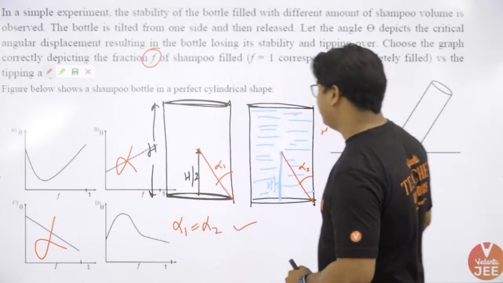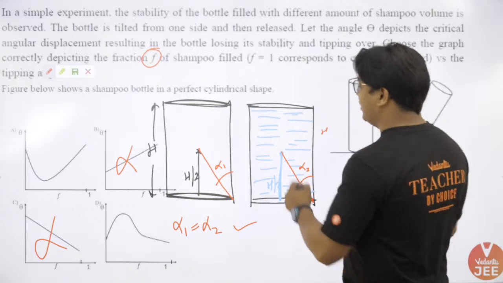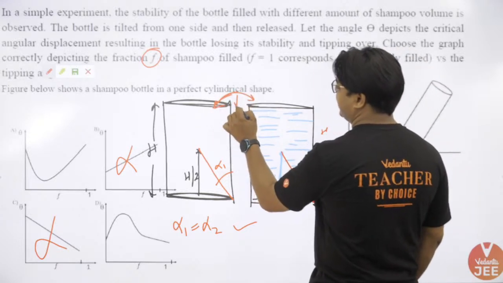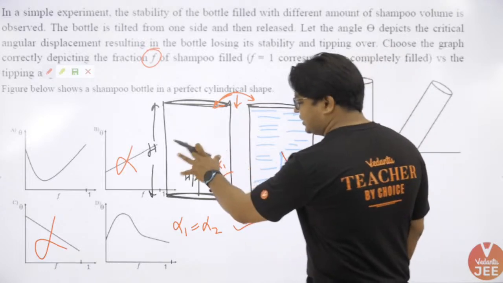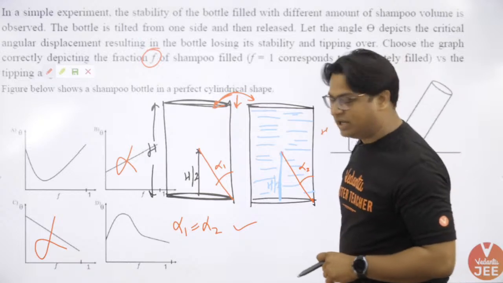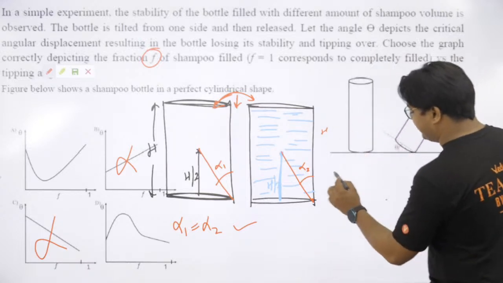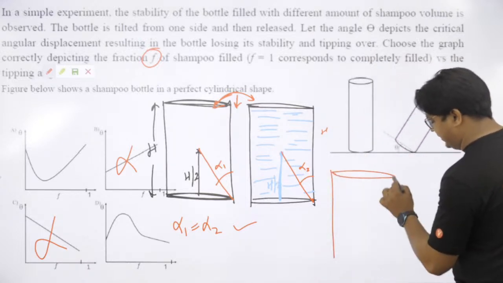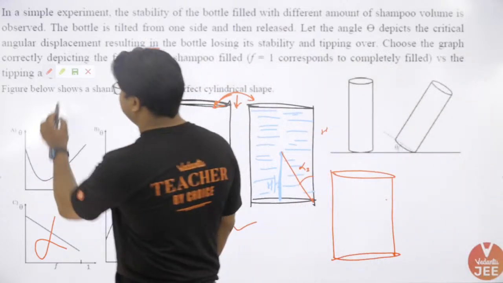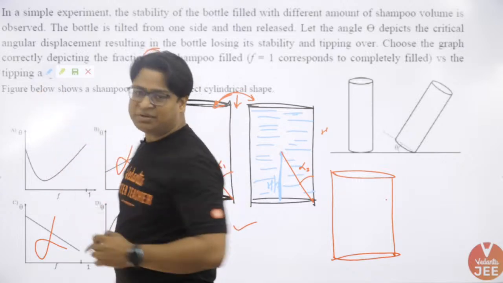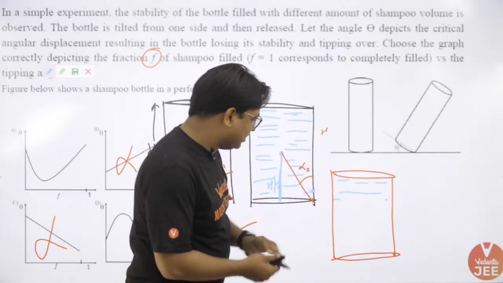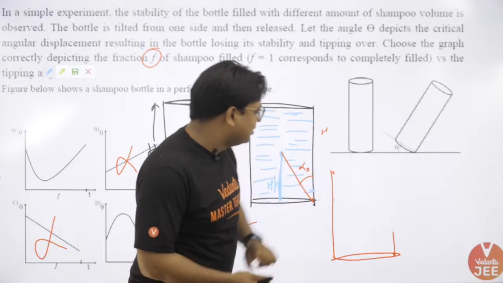So what can we do? Let's think of a situation which is in between these two. This was a totally empty cylinder. This is a fully filled cylinder. Think of the stage when the cylinder was exactly half filled with the liquid.